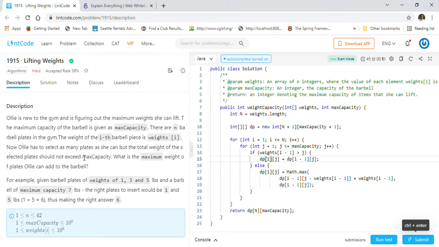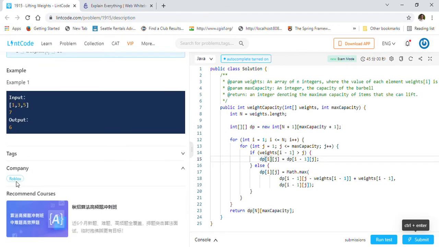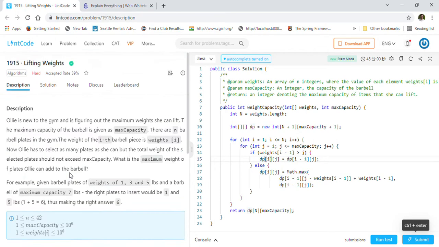Hi friends, welcome back. Today we are going to solve LeetCode problem 1915, Lifting Weights. As you can see, this problem was asked by Roblox in their past interviews.